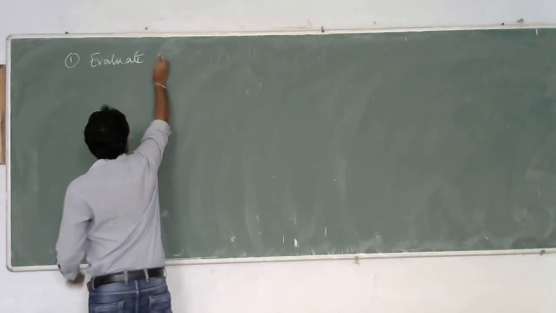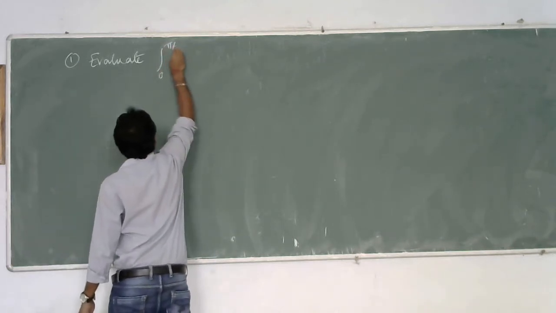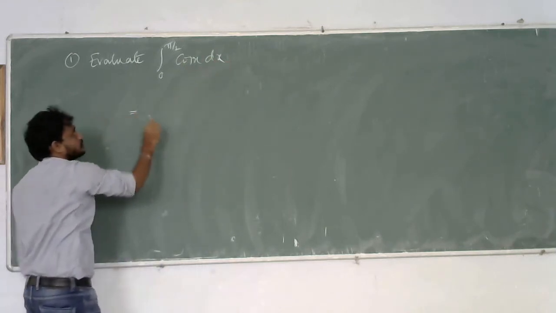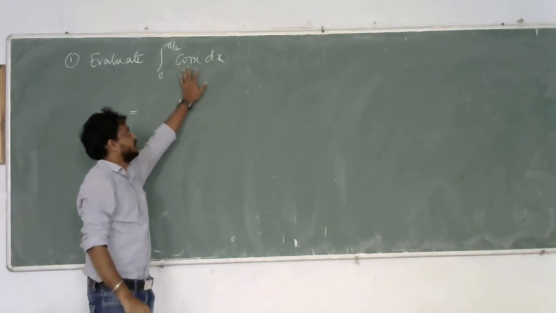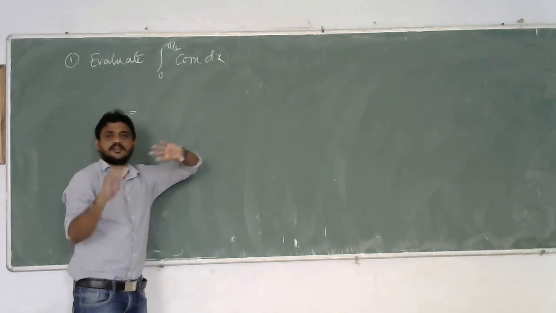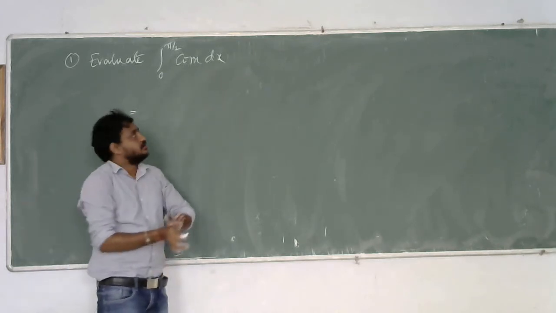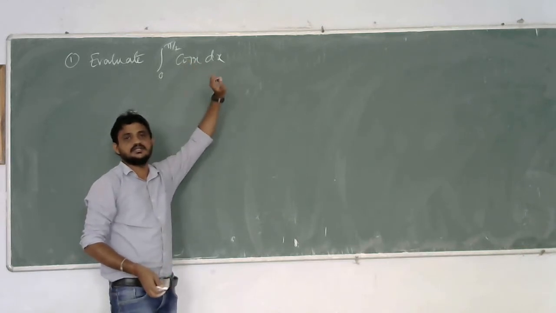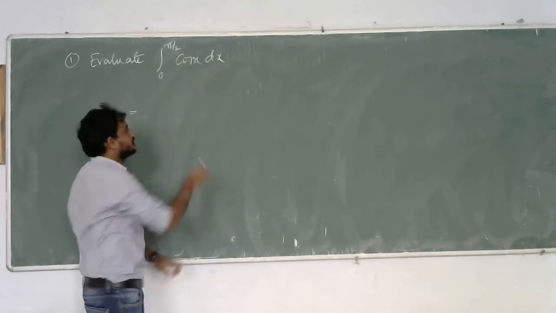Evaluate the integral from 0 to pi by 2 of cos x dx. Here, forget about the limits. We have the integral of cos x dx. So first let us integrate this function. So what is the integration of cos x?